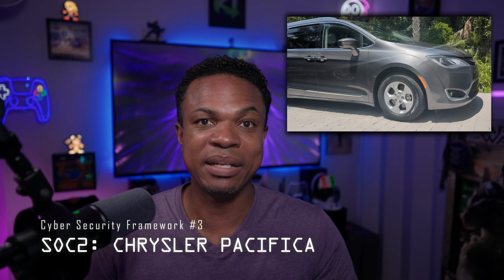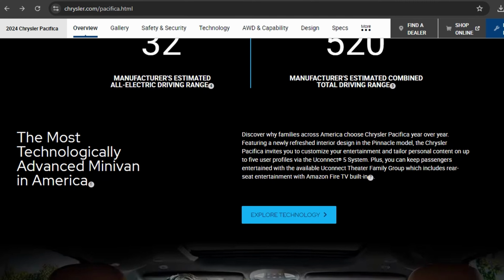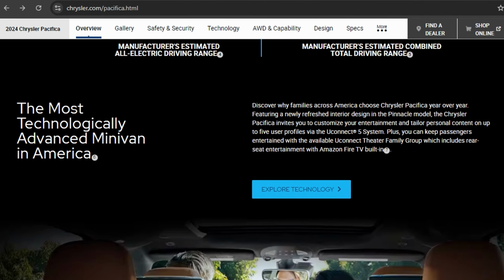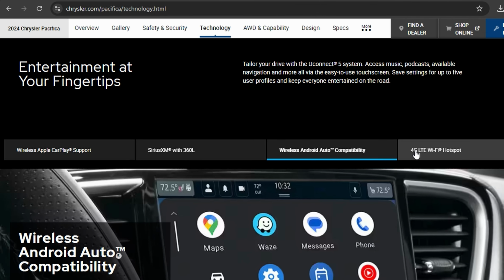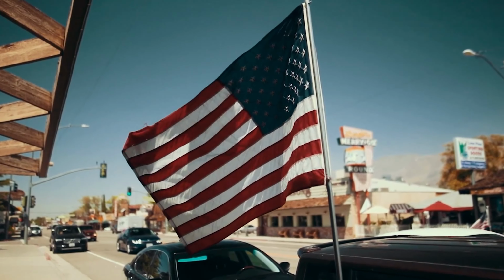Minivans overall are practical, reliable, and designed to meet the needs of a wide range of families, right? But the Pacifica is on another level when it comes to technology and convenience. It's also an American-made car, which aligns very well with the SOC2 because it's mainly used in the United States, as it's managed by the AICPA, which is the American Institute of Certified Public Accountants.